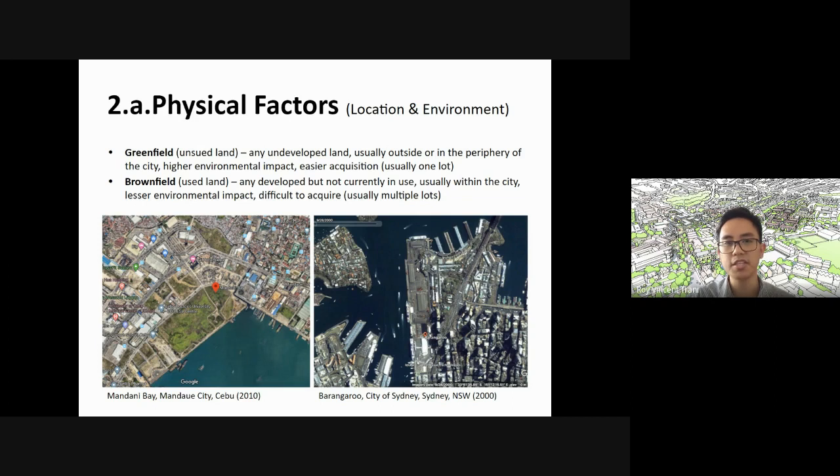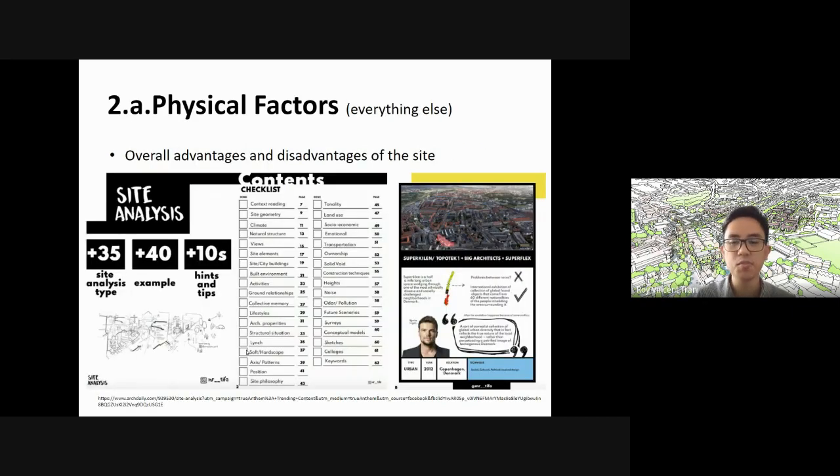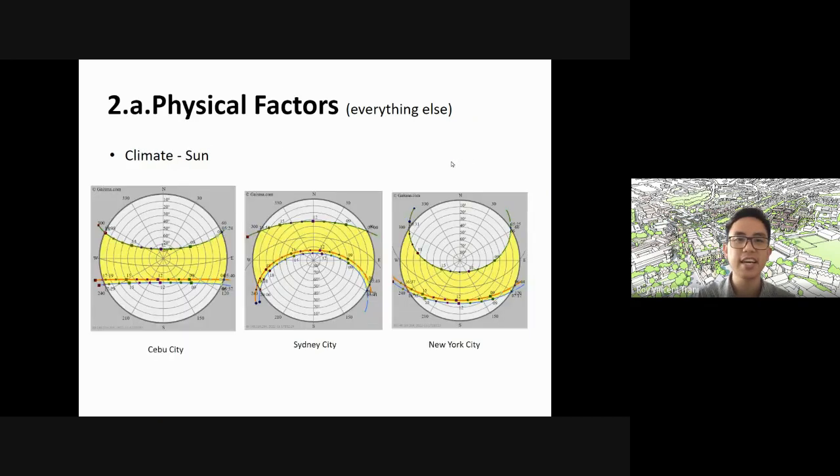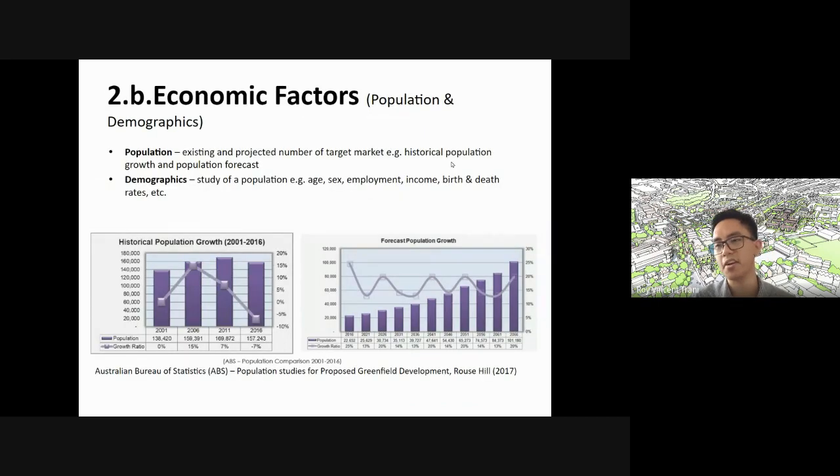One of the bigger projects is Barangaroo in Sydney, which I think was started in the early 2000s. I think it's nearing completion already in 2023. I also have a report here, basically my equivalent to a thesis. I can share that with you guys as we go along. And then this is more for my architectural undergraduates, site analysis reference for architects. And then climate factors, wind, that's more for my architecture students.